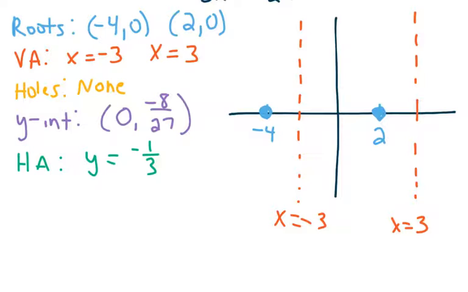Questions on how I did those? Seem fairly simple? Alright, good. Alright, but don't have to worry about any holes. Alright, y-intercept. I know it's a fraction. It's less than 1, right? It's pretty tiny. Okay, well, here we go.